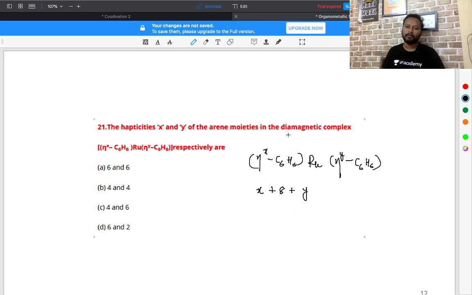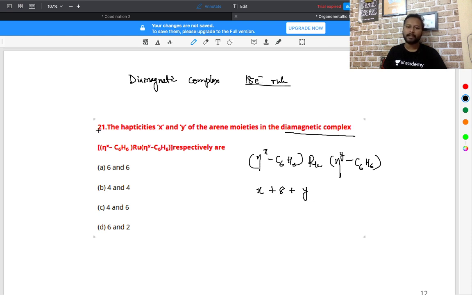And in order to make a diamagnetic complex, now see again the same thing they have asked in a different language. The language of the question is different. They have asked that it should give a diamagnetic complex. What does diamagnetic complex mean? If you draw the MOT, the molecular orbital diagram of these complexes, you will see that a complex becomes diamagnetic when it follows the 18 electron rule. If it follows the 18 electron rule, it becomes diamagnetic. All the electrons remain paired over there.